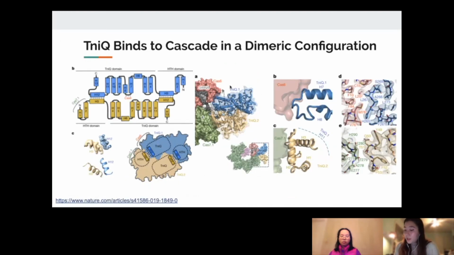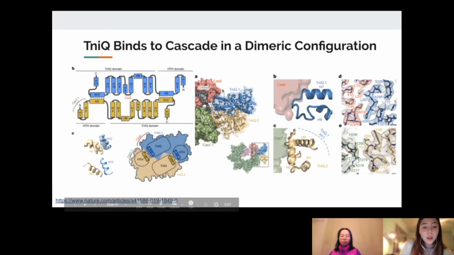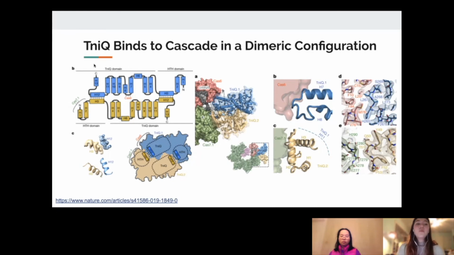So it's found that TNIQ binds to cascade in a dimer with a head-to-tail configuration. We can see this over on this side, where both the blue and the yellow are TNIQ. TNIQ has two separate domains. It has one domain, which in this diagram is labeled the TNIQ domain. That domain is comprised of alpha helixes and has the normal structure for any proteins in the TNIQ family. And then its second domain is the N-terminal domain, and this takes the shape of something called a head-to-head domain.